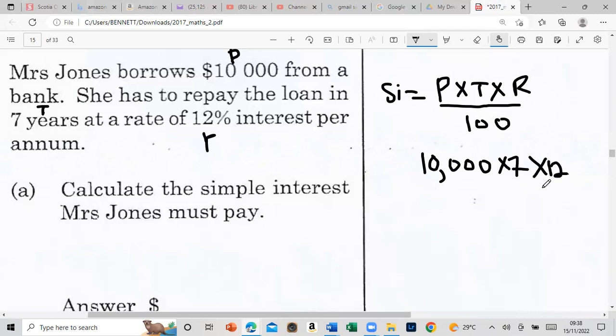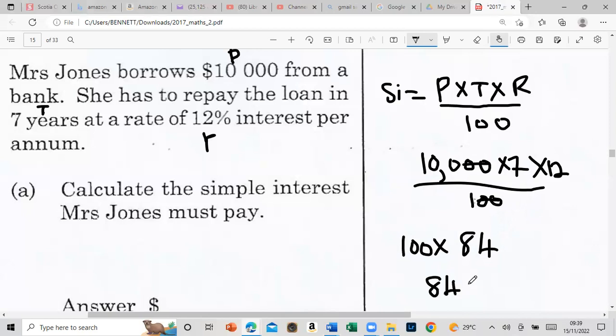To simplify this, we divide by 100. It's very easy to multiply by 100, so multiply this part first. 7 times 12, that is 7 twos are 14, so that's 84. And then we multiply by 100, all we have to do is add two zeros. And that's it. So final answer: 8,400. That's how we calculate the simple interest.